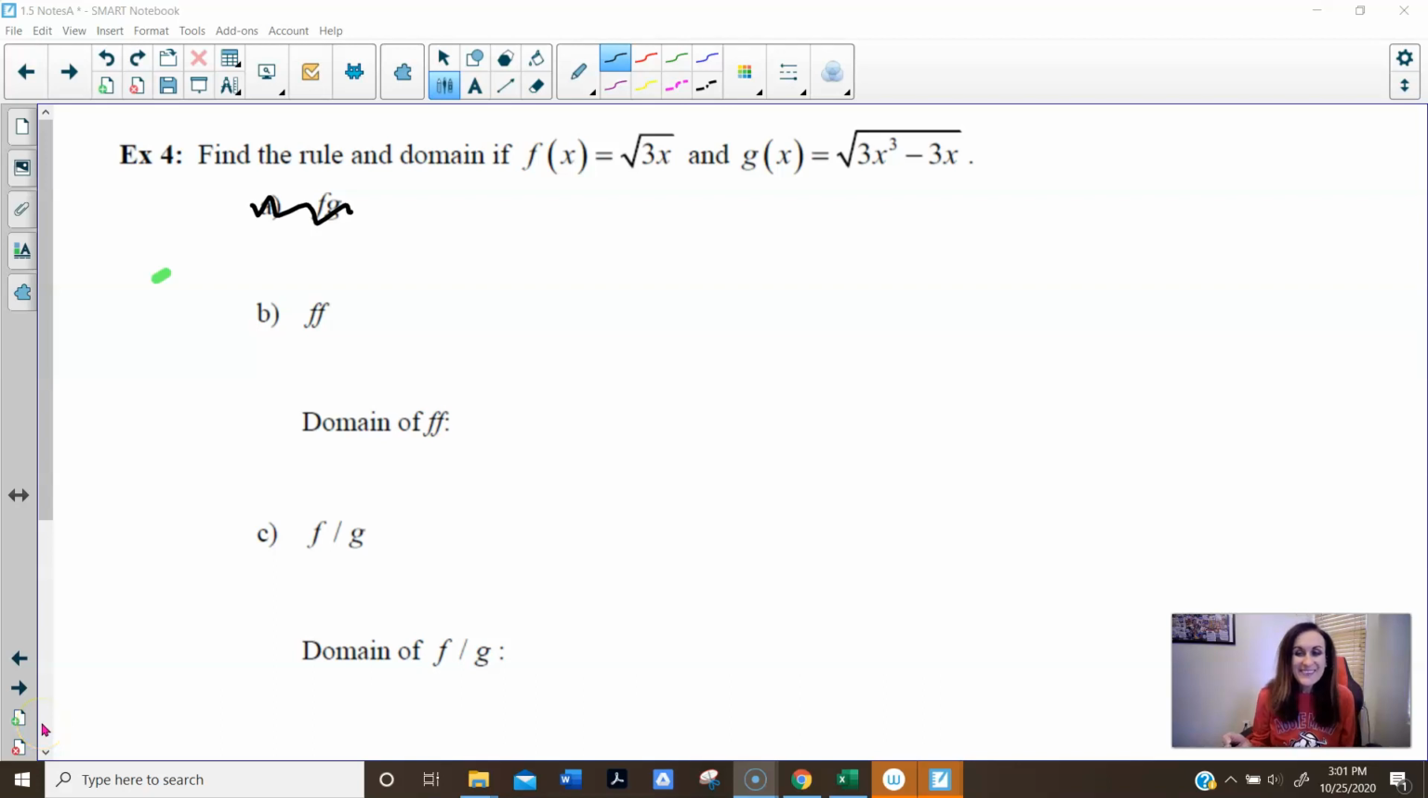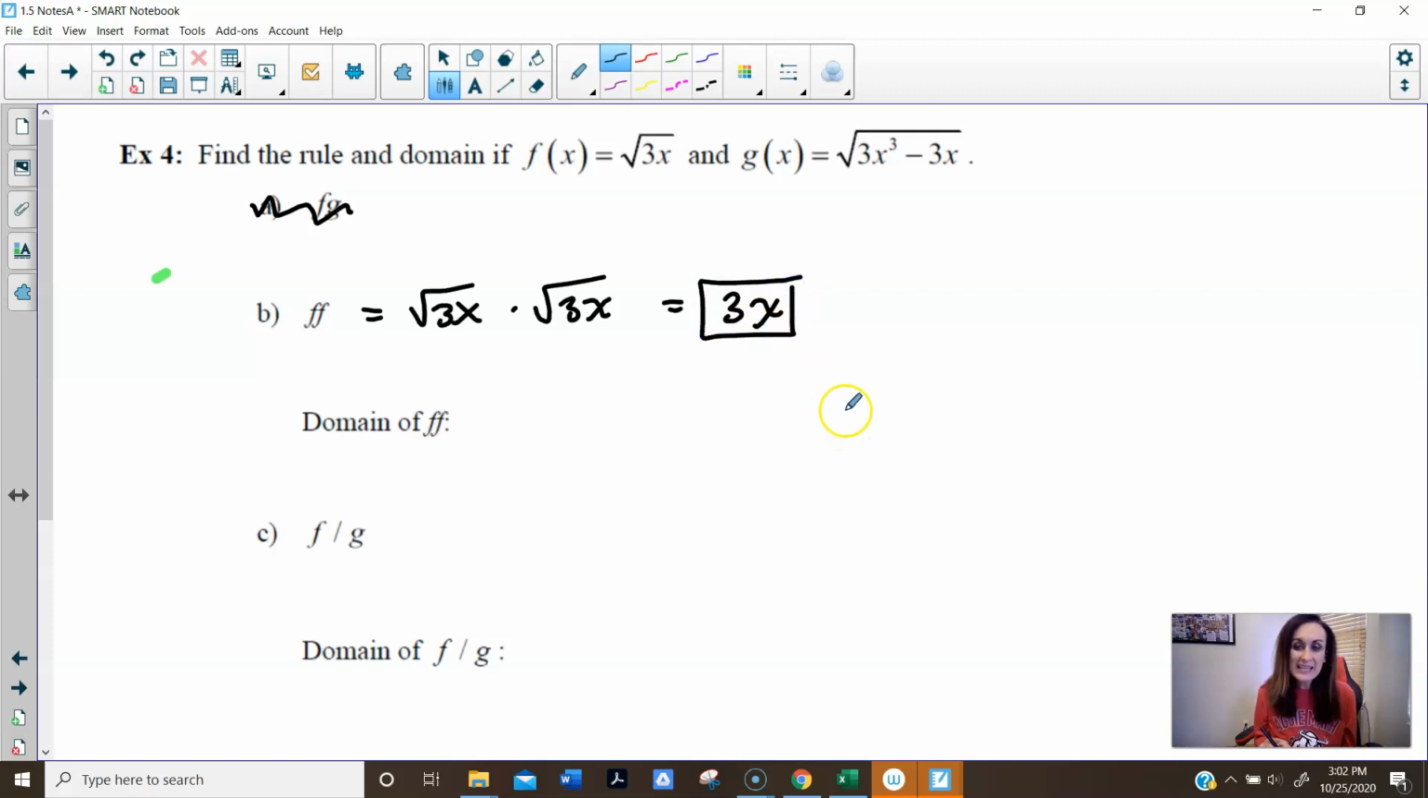At example 4, we're going to find f times function f. So that's just f of x times f of x. That will be the square root of 3x times the square root of 3x, which equals 3x.